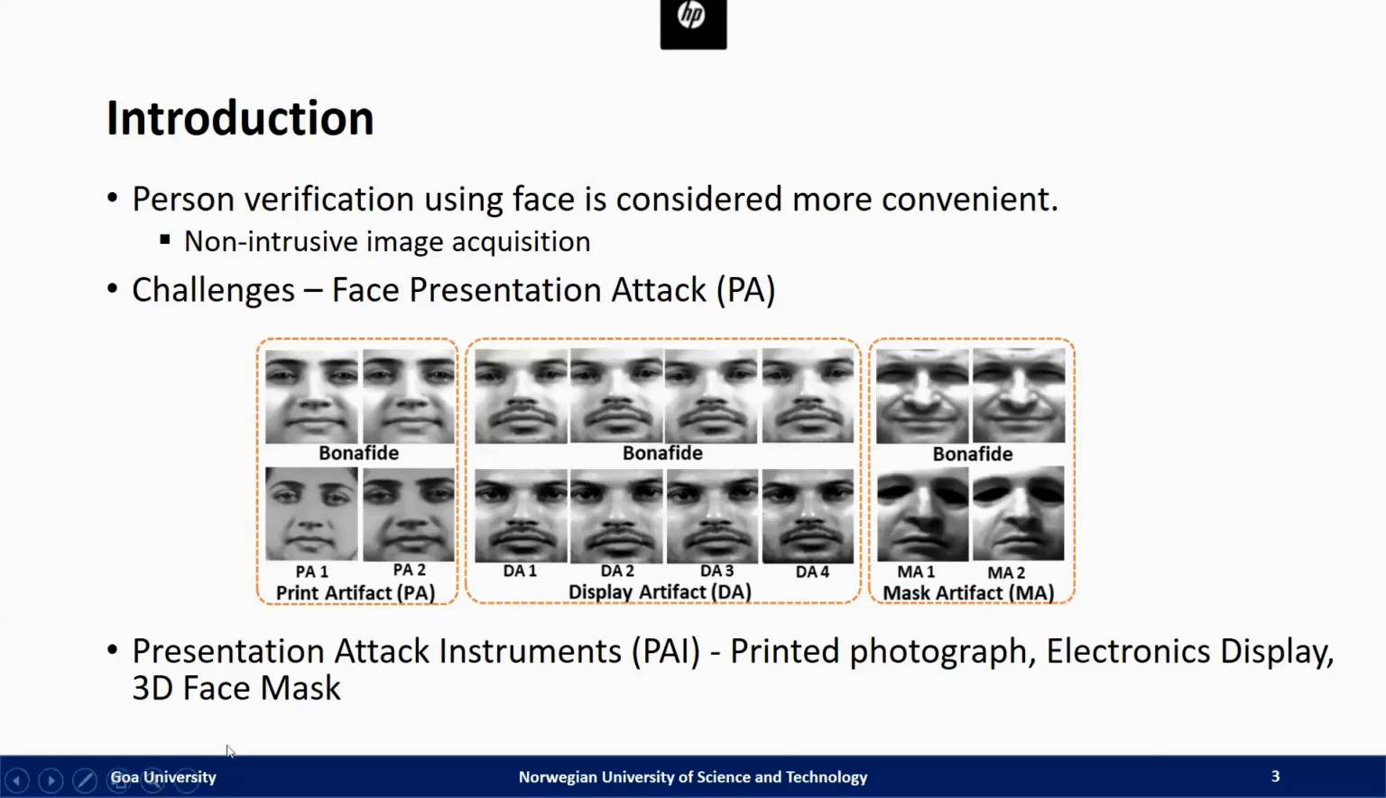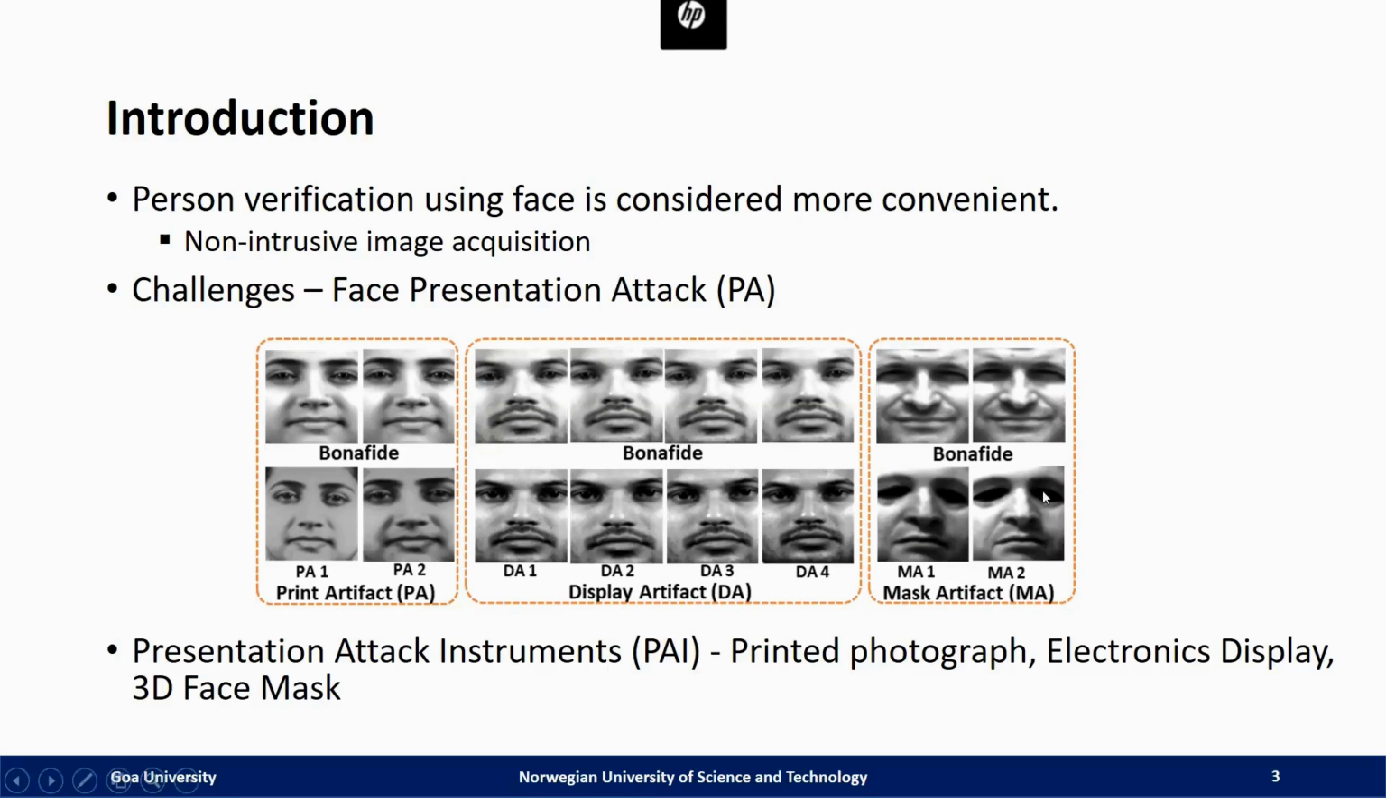For example, as you can see here, the upper row represents the bona fide and the lower row represents different kinds of presentation attack instruments that one can generate. For instance, you can take this image, print it, and present it in front of your biometric system. With today's face recognition technology, all the images in the bottom will get verified with very high confidence. This is the reason why we need to develop a presentation attack detection system that can automatically classify bona fide versus presentation attacks.